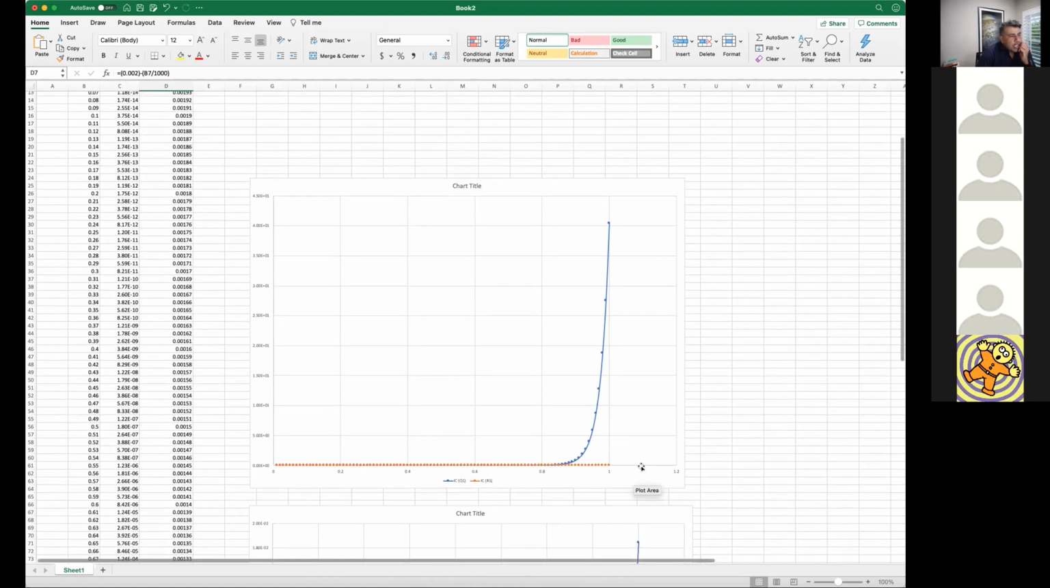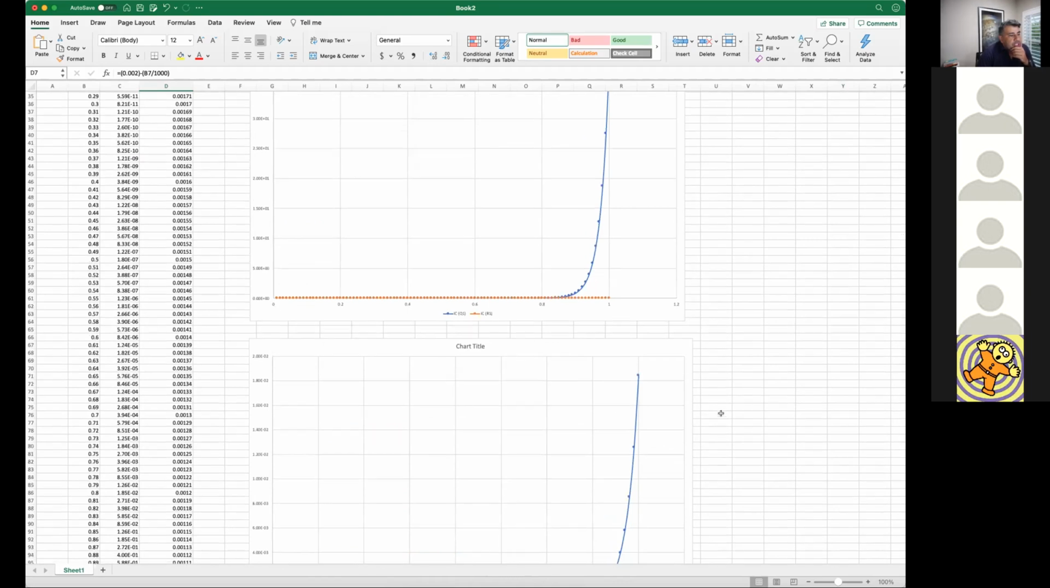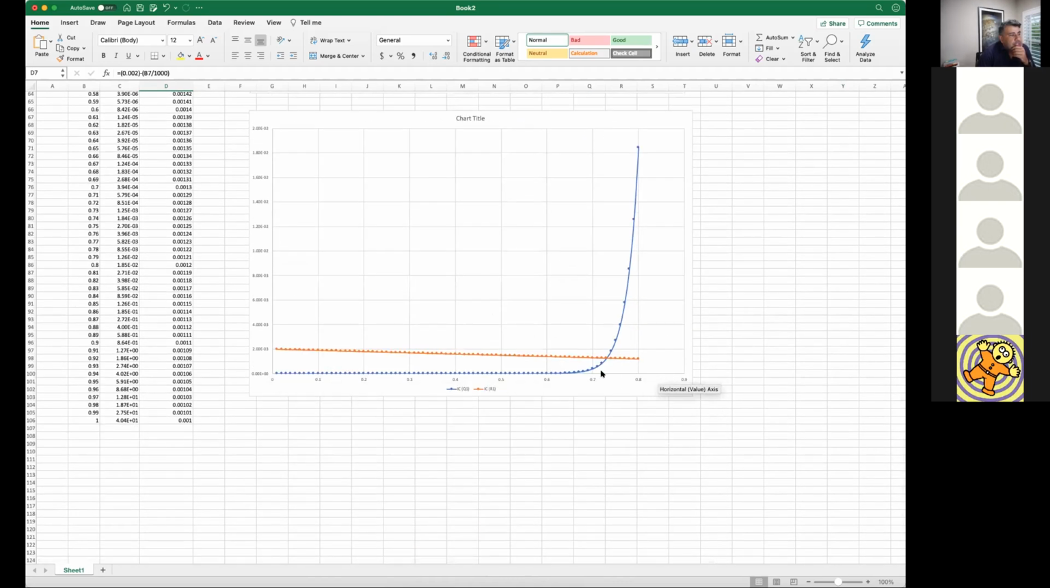It doesn't quite look like what we're looking for. It's because it's zoomed out. So I zoomed in just from 0 to 0.8. Notice I was going from 0 to 1 here, so I just went from 0 to 0.8. Okay. Notice that the orange is the resistor.